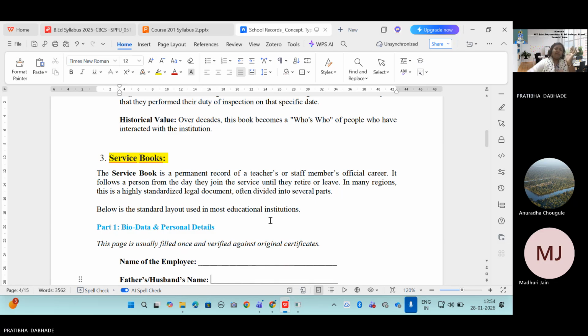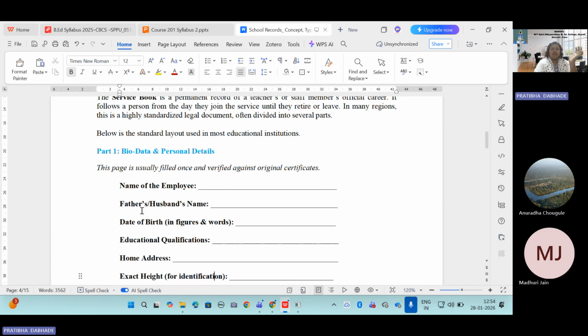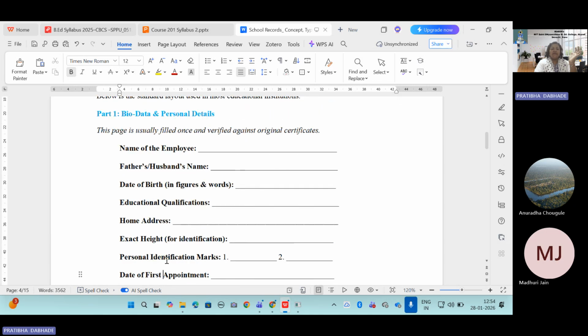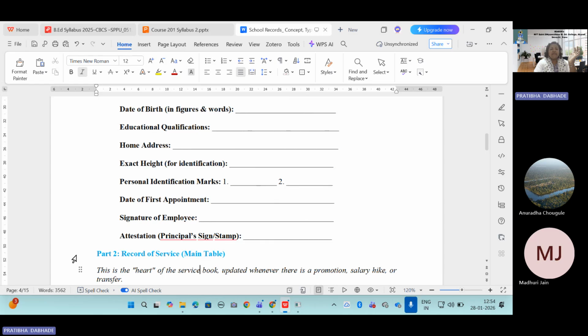And basically it is divided into four parts. You can see the biodata and the personal details of the teacher, right? You can see name of the employee, father's name or husband's name, DOB, educational qualification, address, height, weight, personal identification mark, right? Then date of birth, appointment, signature of the employee. Yes. Then attestation, it is always done by the school principal.